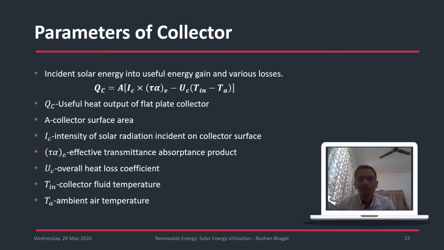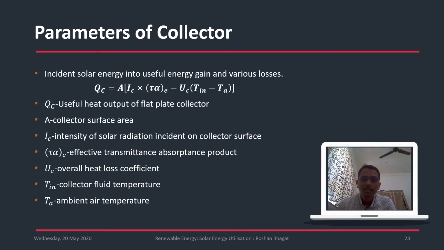Now Q is equal to A I, where I is called the intensity of radiation, tau is the coefficient of transmission, alpha is the coefficient of absorption, and the combined product is called the effective transmission and absorptance product, where U is the overall heat loss coefficient, T in the collector fluid inlet temperature, and TA is the ambient temperature. With this we can calculate the useful heat output of a flat plate collector. The useful heat output can be calculated with the help of this particular formula. This is useful for solving numericals as well as for calculating the efficiency of a flat plate collector.